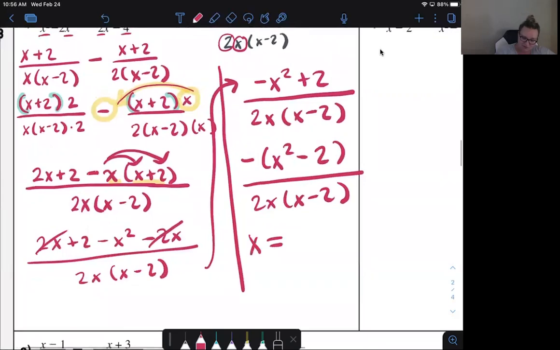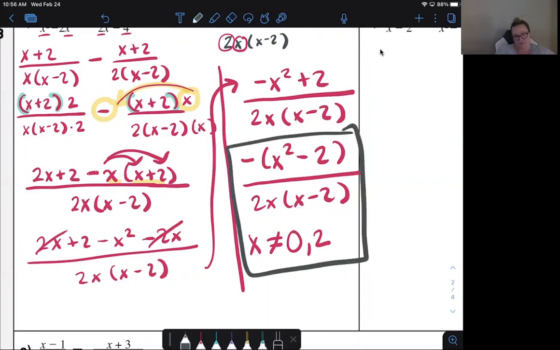We just state our restrictions. X can't be 0, and 2 would make that 0. So x can't be 0 and 2. And there's our final answer.